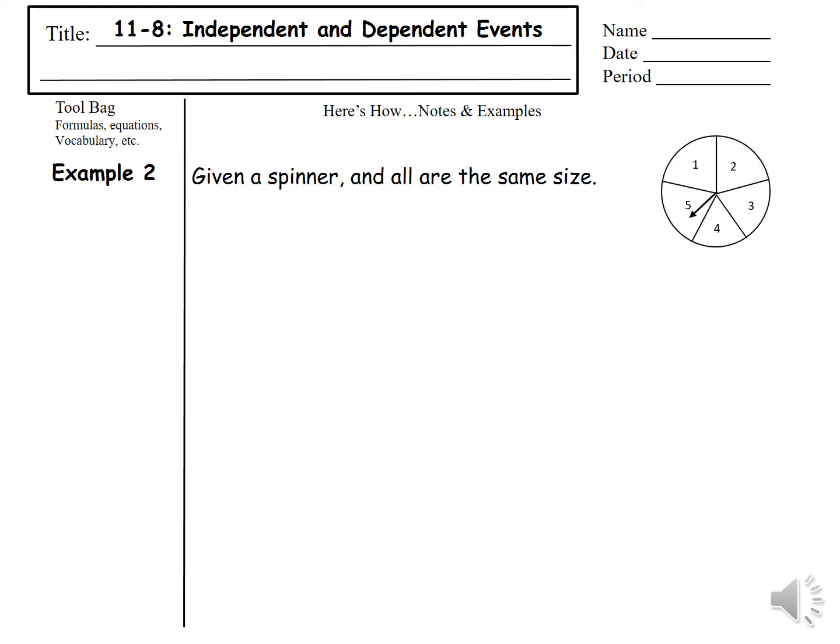So this says all are the same size. Why do they tell you they are all the same size? They tell you they are the same size because they want to tell you that the probability of you spinning each of the numbers 1 through 5, 1, 2, 3, 4, 5, is the same chance. So let's see, if the 5 were double the size of the 1, then of course the probability you spin a 5 is 2 times that of the 1.